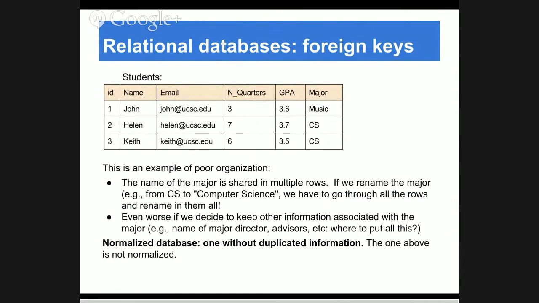So fine, suppose I build a table like this. There is the name of a student, there is the email, number of quarters, GPA, and major. Fine, this is perfect, okay? This table works and it sort of serves its purpose.